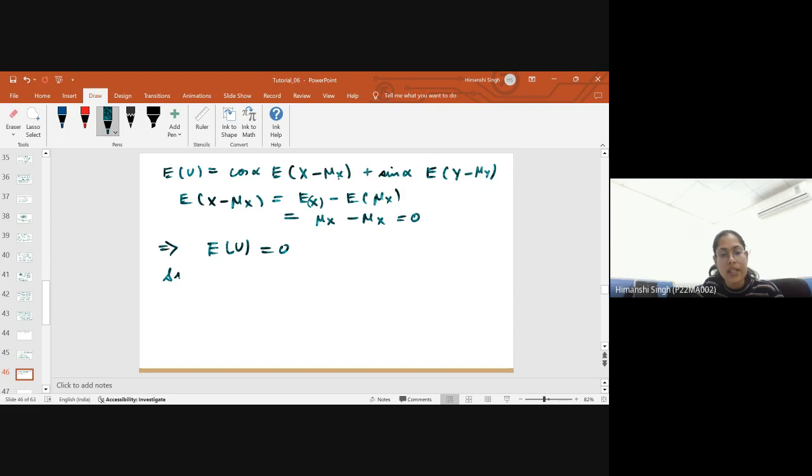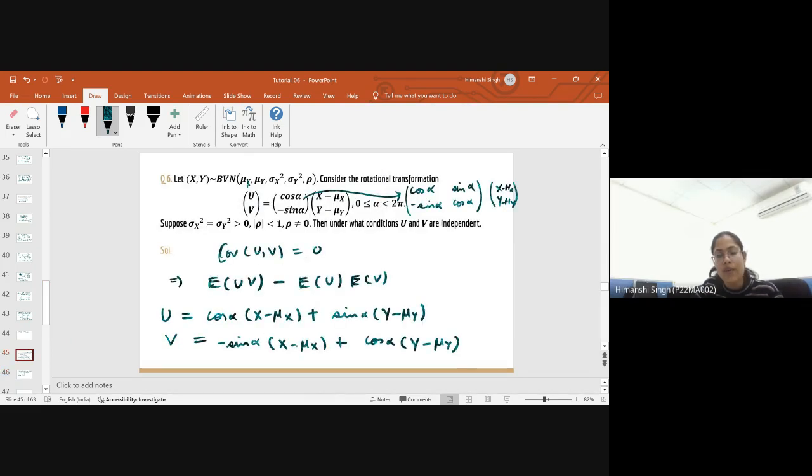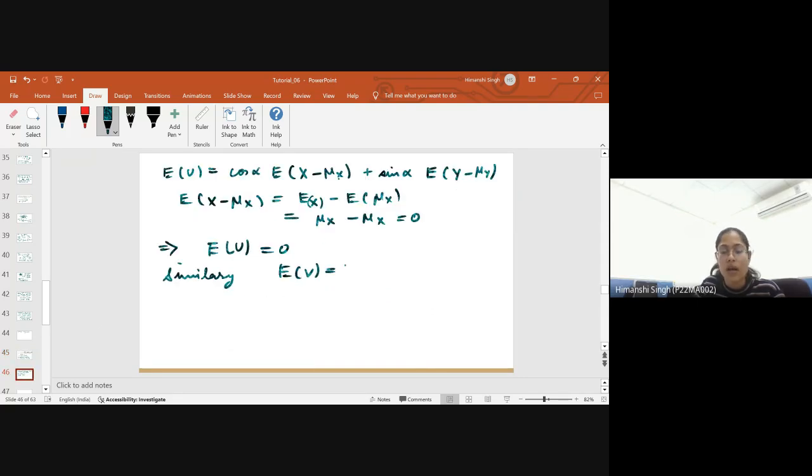Now similarly, if I do it for v, so expected value of v, so if I see that v is minus sin alpha into x minus mu x plus cos alpha into y minus mu y, if I find the expectation, it will be minus sin alpha expected value of x minus mu x plus cos alpha expected value of y minus mu y. Again both the terms will be 0, so expected value of v will again be 0.